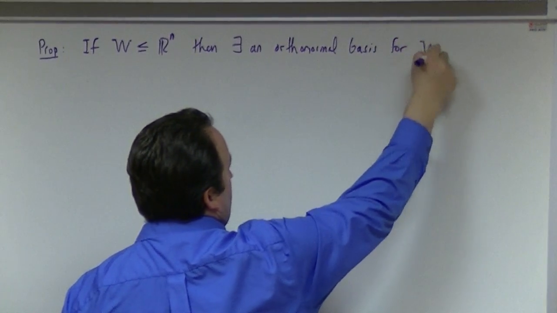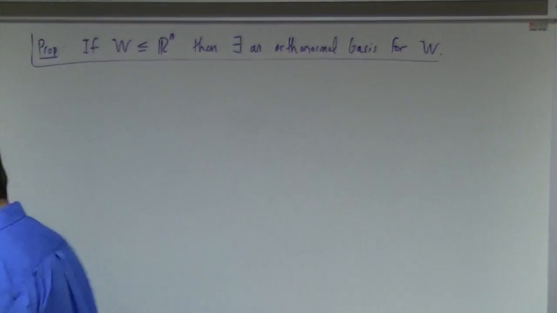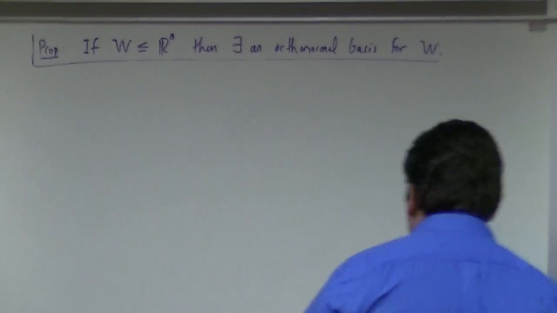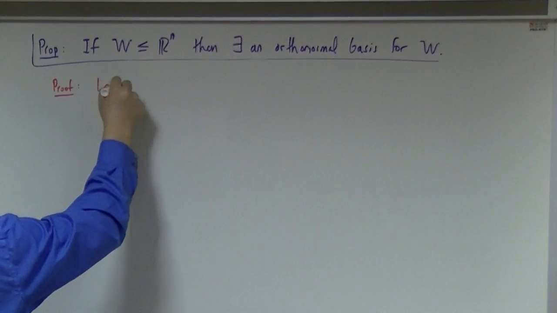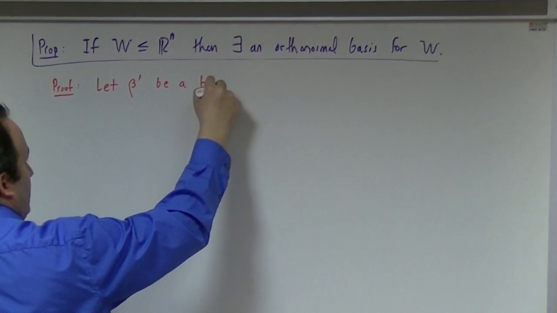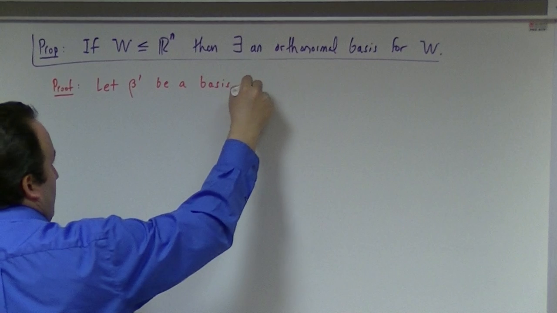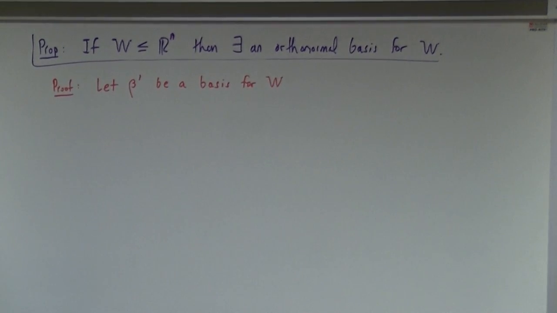All right, so how do you prove this? Proof. Let beta prime be a basis for W. We know we can find those by the dimension theorem, as we talked about earlier. In other words, a linearly independent generating set.